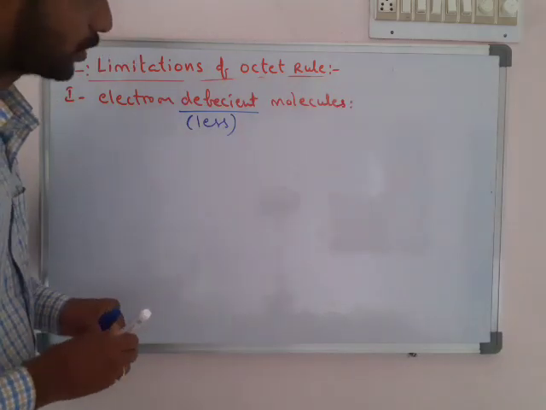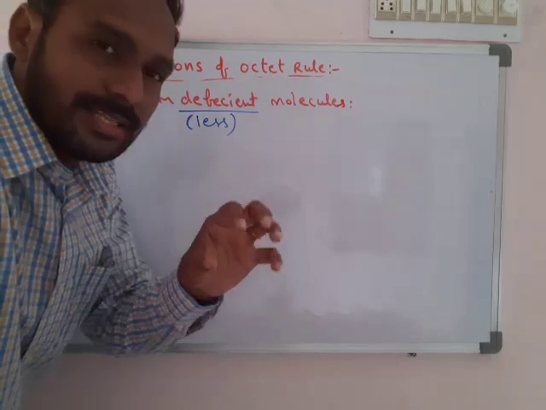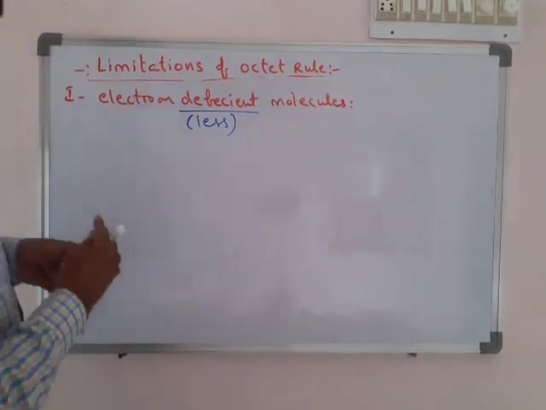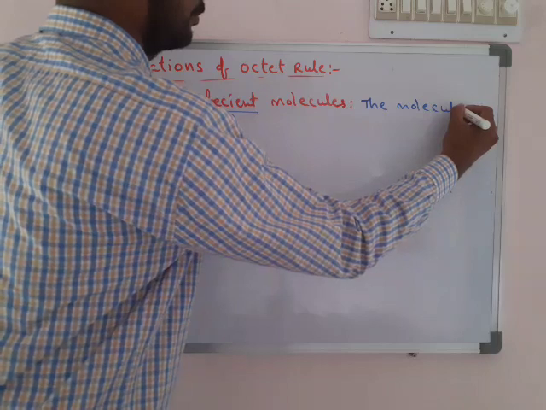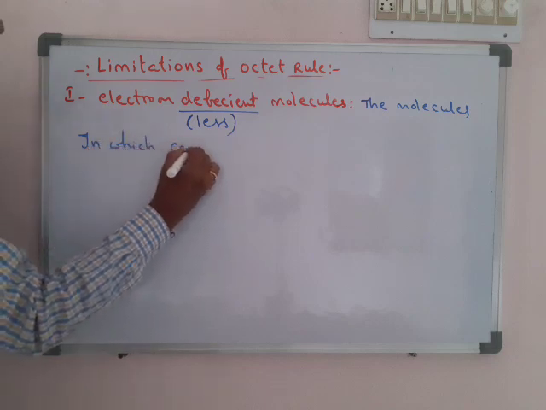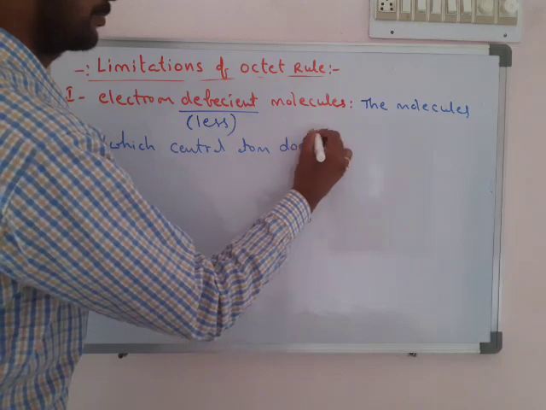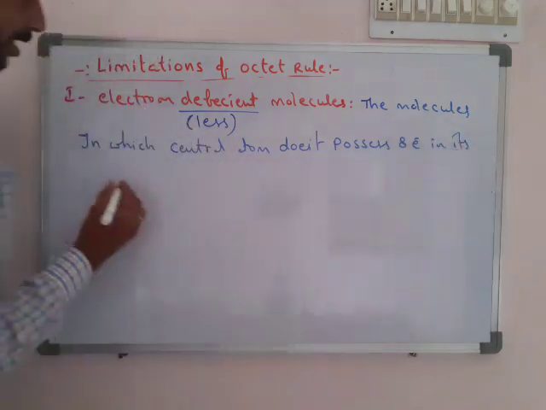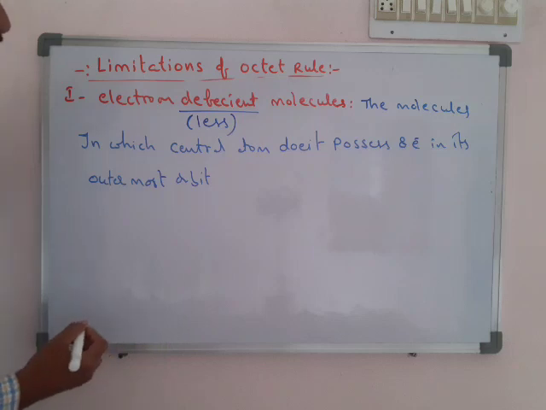So we are discussing about octet rule. So octet rule means 8 electrons in the valence orbital. But in some molecules, the central atom is having less than 8 electrons, but it is a stable molecule. Means electron deficient molecules means the molecules in which the central atom does not possess 8 electrons in its outermost orbit in the formation of that molecule.